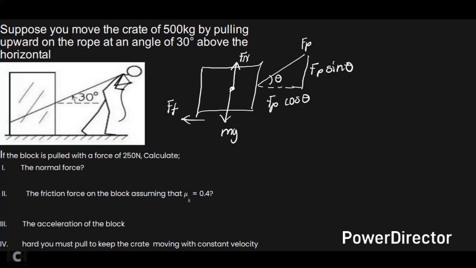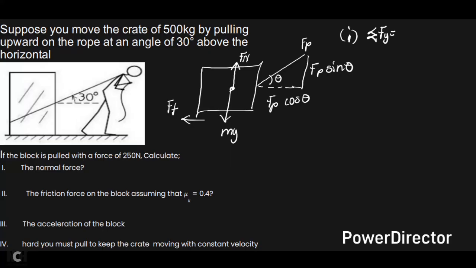After drawing the free body diagram, they're saying suppose you move the crate of 500 kg by pulling upward on the rope at an angle of 30 above the horizontal. So the first question says if a block is pulled with a force of 250, calculate the normal force. Remember that on this question, we can only calculate the normal force in the y-axis. So you have to get the forces that are in the y-axis. Let's take the summation of the forces in the y-axis.